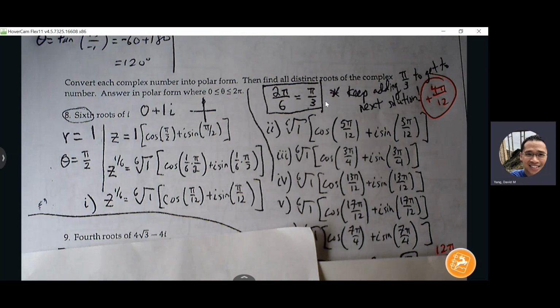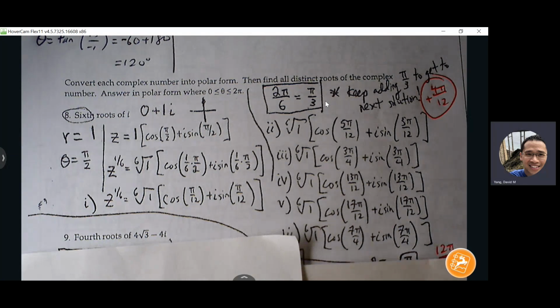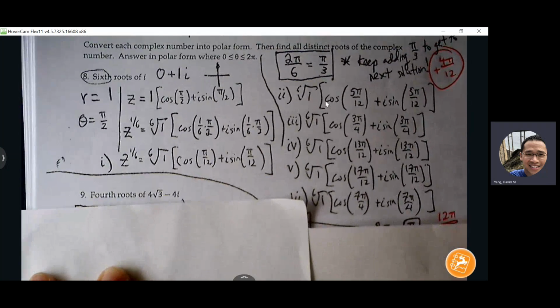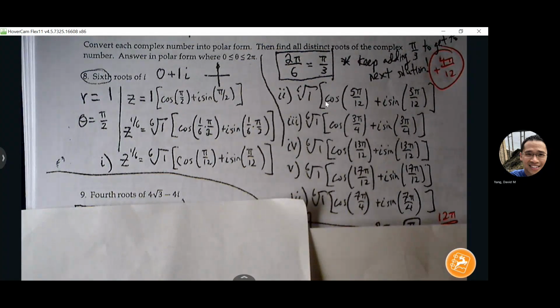Okay, so let's go through the process and try the next problem. The 4th root of 4 root 3 minus 4i. So we're looking for 4 solutions. First thing, let's find our radius and our theta. For radius, we'll use the Pythagorean theorem. For theta, we'll use inverse tangent. Which quadrant are we in? 4th quadrant. Okay, so we have to make our adjustments there.